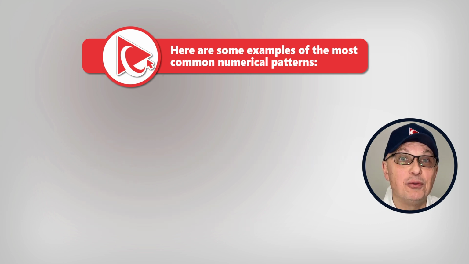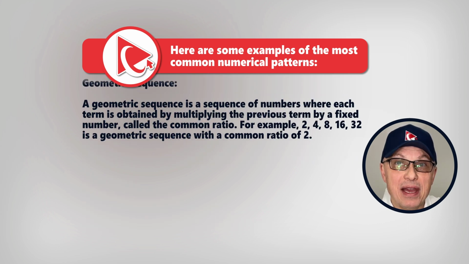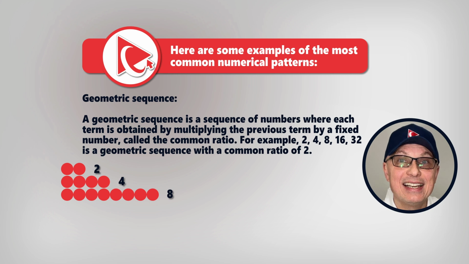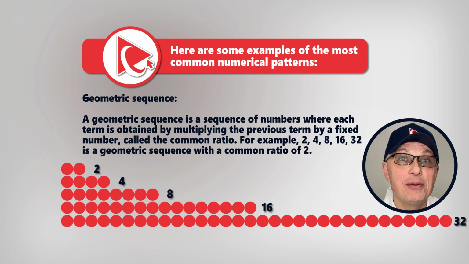Number 2 on the list would be the geometric sequence. A geometric sequence is a sequence of numbers where each term is obtained by multiplying the previous term by a fixed number called a common ratio. Let's look at the example. Numbers 2, 4, 8, 16, and 32 represent a geometric sequence with a common ratio of 2.